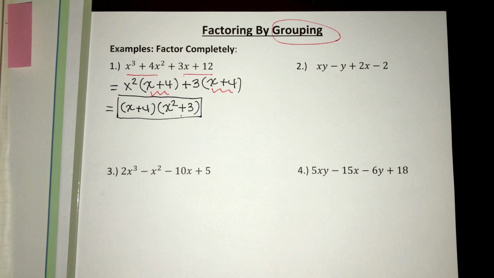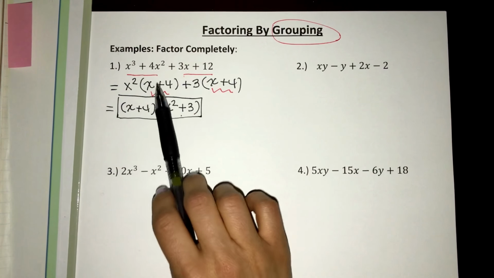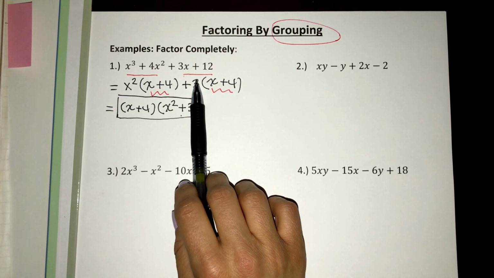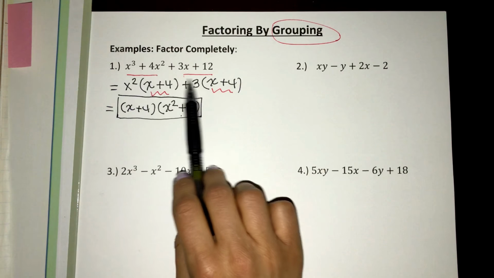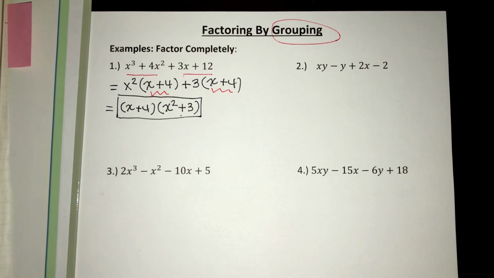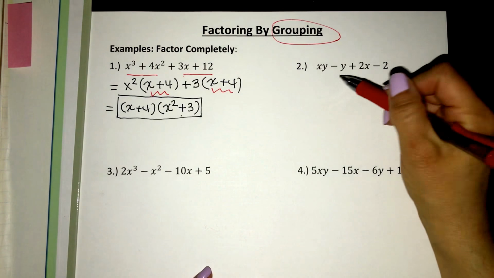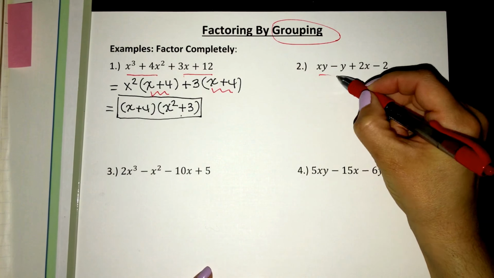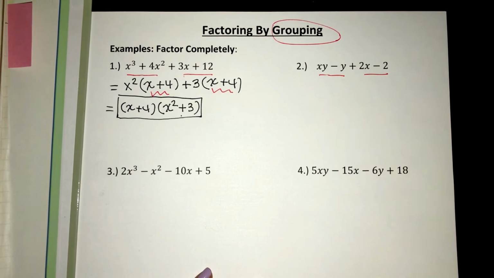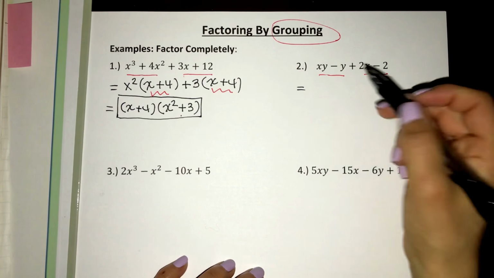Most of the time, the 4 terms will be written in order so that it's easy to group. However, there are problems where the terms will be out of order, and so you might have to rewrite the problem and change the order of the terms. Let's take a look at the second example. It's going to work the same way. So we're going to group the first 2 and the last 2 terms. Factor out the greatest common factor.